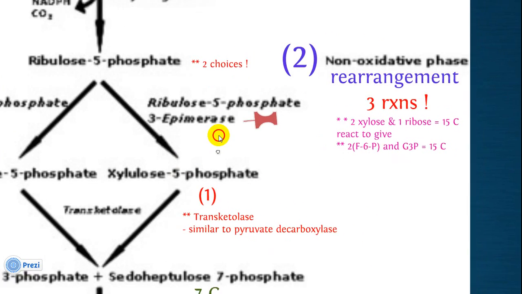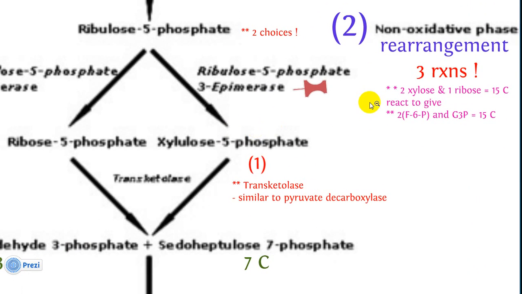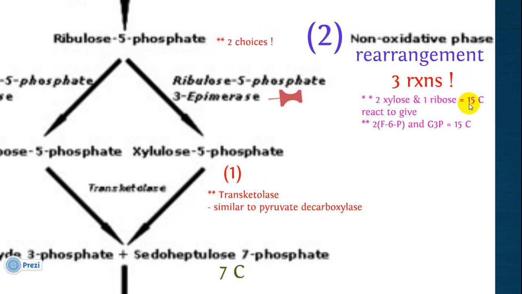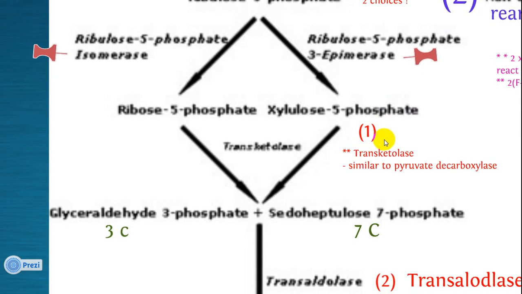The idea of the rearrangement reactions is that I will bring 2 xylose and 1 ribose, and I will change them into 2 fructose 6-phosphate and 1 G3P. Okay, the total number of carbons here is 15 and the total number of carbons here is 15. So what is the idea of the rearrangement reactions? They are 3 reactions. Those 3 reactions will change 2 xylose and 1 ribose into 2 fructose 6-phosphate and 1 G3P.